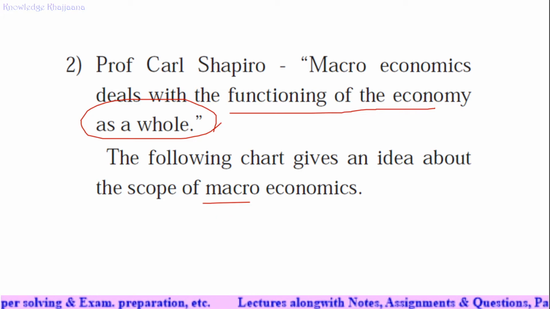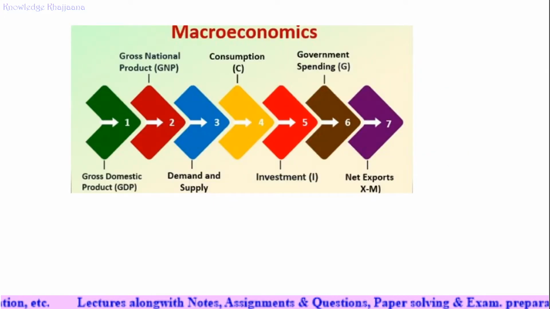Macro: whole, aggregate. See, this is macroeconomics. What is learned? GDP, that is gross domestic product, gross national product, that is GNP, demand and supply, consumption, investments, national investment, government spendings, export import. All these are the concepts of macroeconomics, which are nationwide concepts.